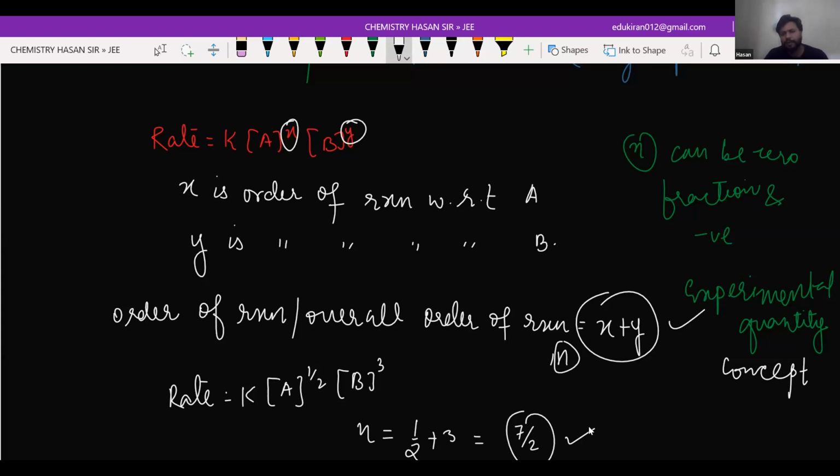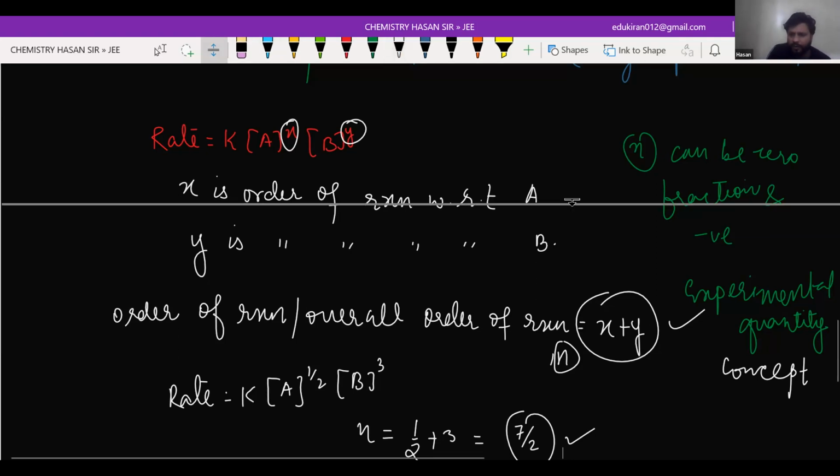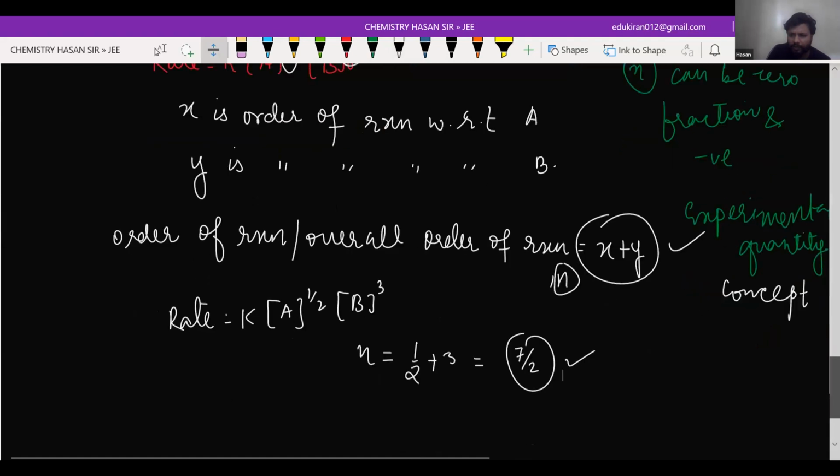Can you change the slide? Please tell me. Are you writing all this in your notes? It is available, I think, right?